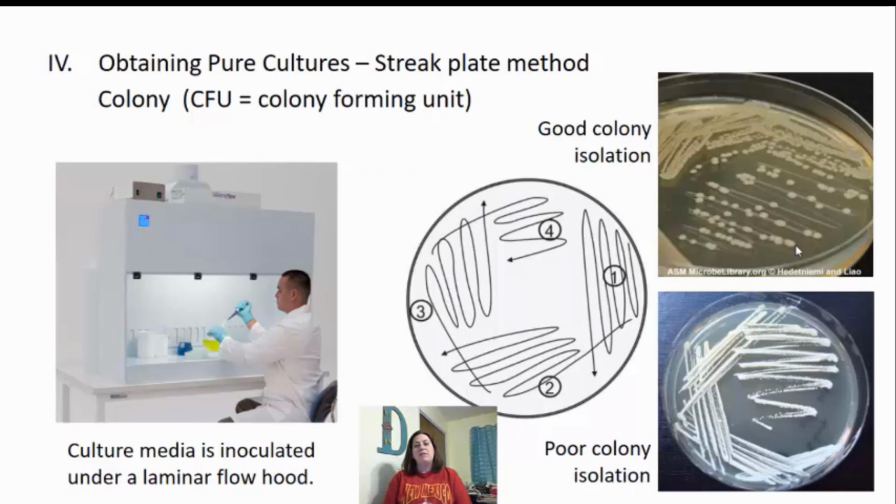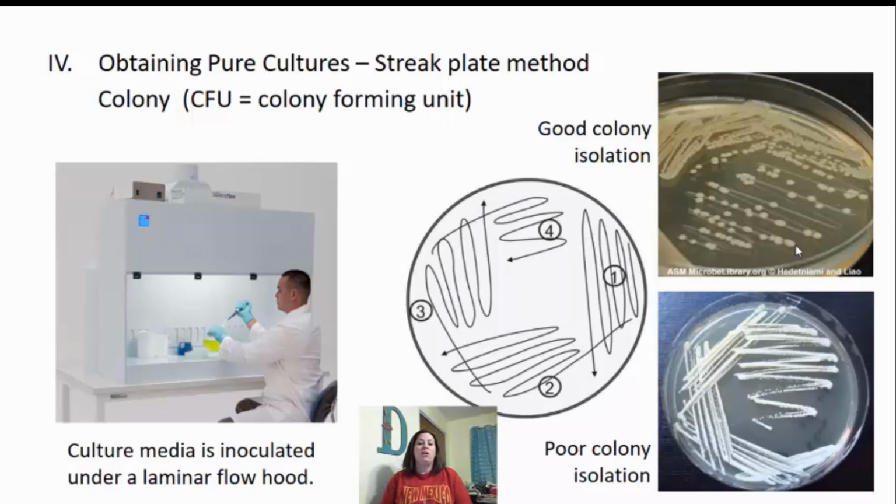Now, there are a couple of different ways that we can inoculate plates. One way we want to look at is for obtaining pure cultures, to where you're obtaining one particular type of bacteria. This is called the streak plate method. What we're looking at is we're trying to isolate colonies. Colonies are known as the CFU, or colony forming unit. A lot of times they start from one particular bacteria and then grow into a colony.